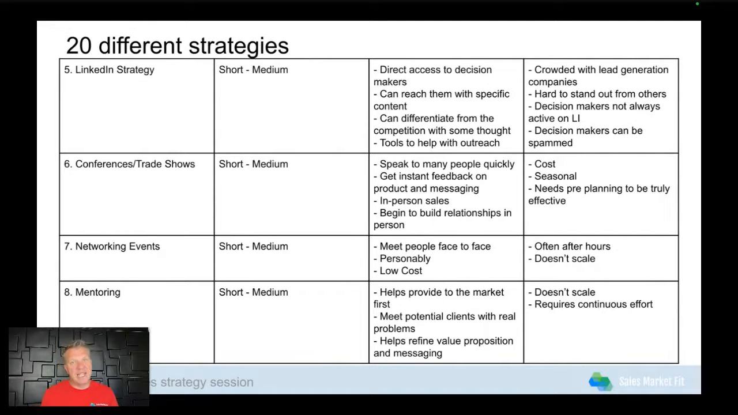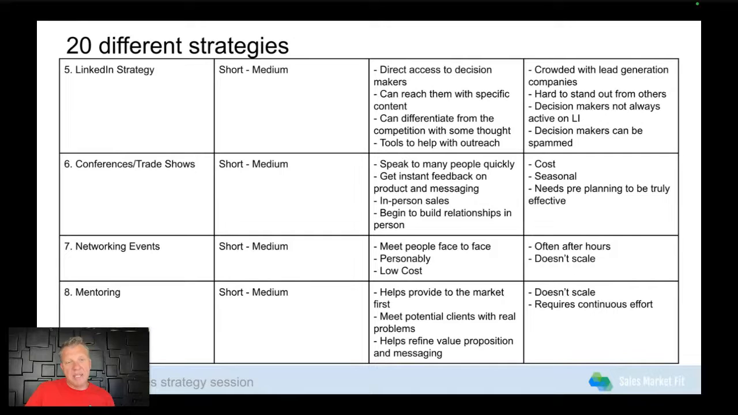Conferences allowed us to quickly speak to our ideal buyers and target markets way quicker than you would with cold calling and things like that. It allowed us to get instant feedback. Now, conferences are getting way more costly these days. They're also seasonal, and you need a lot of pre-planning to be truly effective.